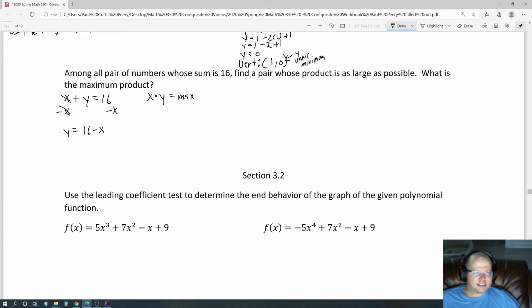The maximum is going to be the vertex. If it's a negative parabola, the maximum would be the vertex, right? So we can figure this out. Okay, cool. So what I'm going to do is substitution. I said x is just equal to x, but y is equal to 16 minus x, so I can plug it in.